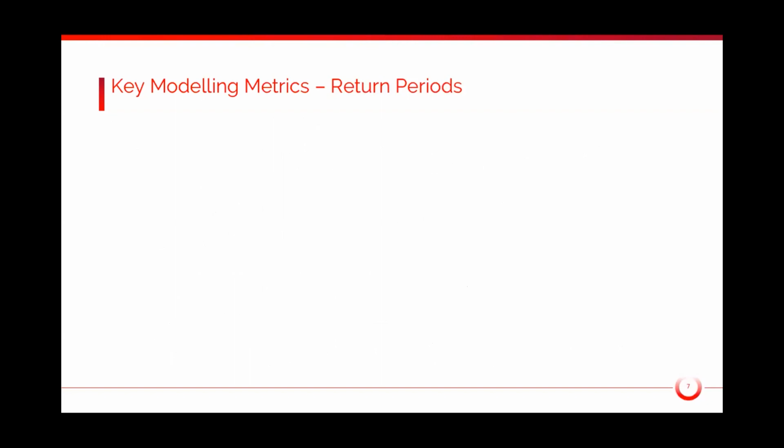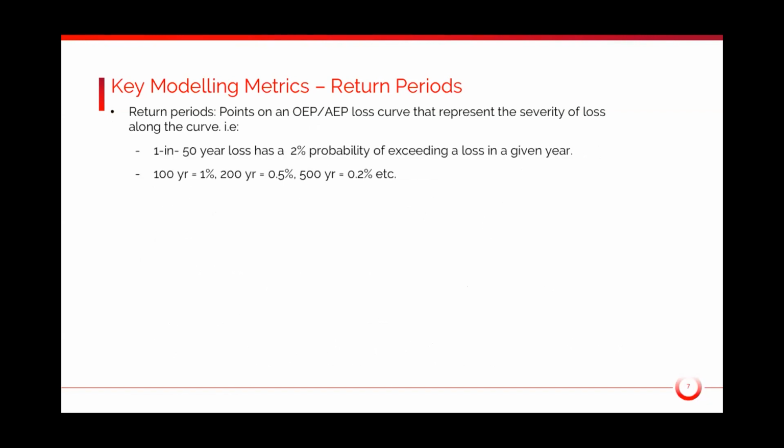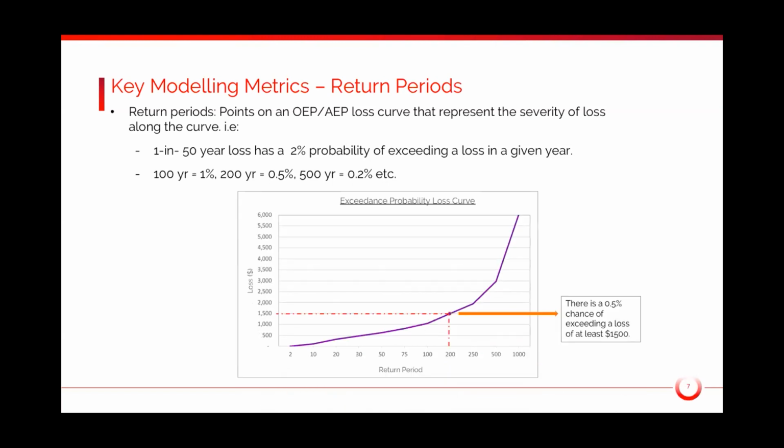So let's go on and look at return periods. Return periods are points on your OEP, AEP loss curve, and they represent the severity of the loss along that curve. So, some basic maths. A 1 in 50 year event has a 2% probability of exceeding a loss in a given year. A 1 in 100 year loss is a 1% chance, 1 in 200, 0.5%, and 1 in 500 is a 0.2% chance.